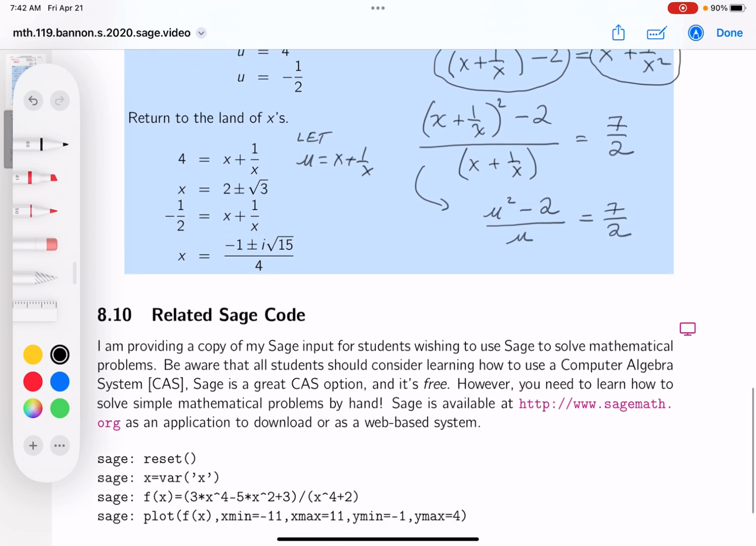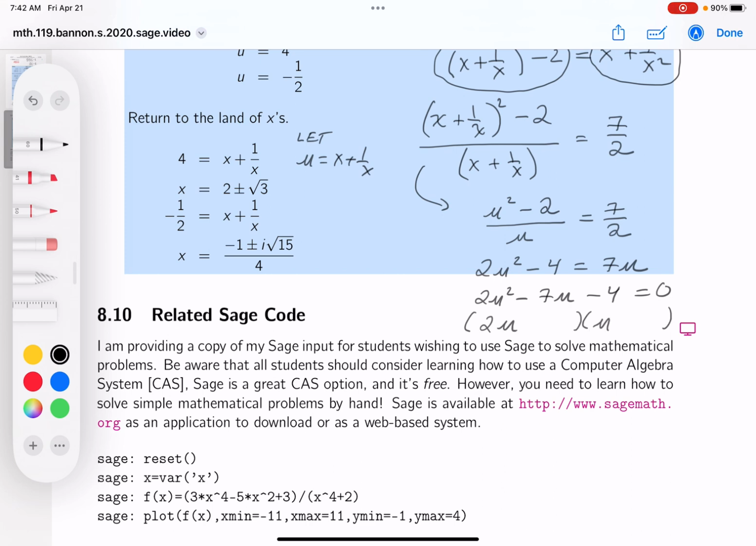By the way, this has become a substantially easier problem for me now because I can easily solve for u. What do you get? 2u squared minus 4 equals 7u. And then I'm going to write down 2u squared minus 7u minus 4 equals 0. This looks like it's factorable.